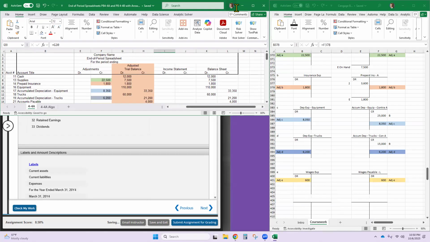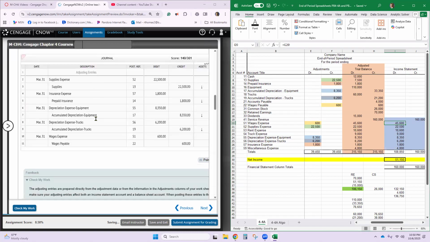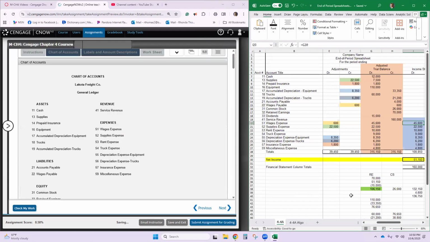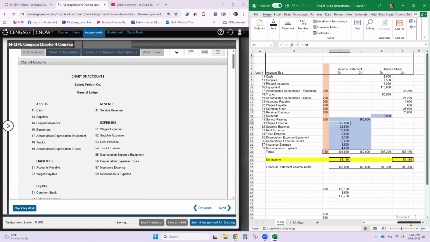Save a little time. And sometimes you're just going to have to get used to looking at something a little different. So once again, we've got to close all these. So these will have the balances that we need. I want you to go to the general journal page, the next page. And we're going to do the closing entries. Just to remind you, the closing entries will zero out all revenues, zero out all expenses, and zero out the dividend account.